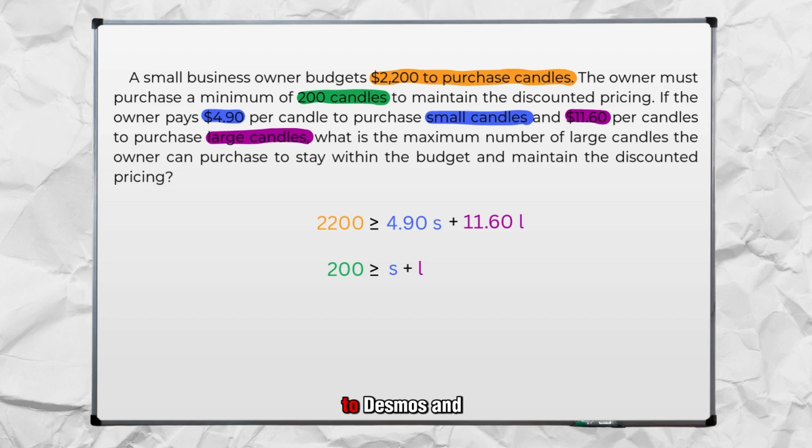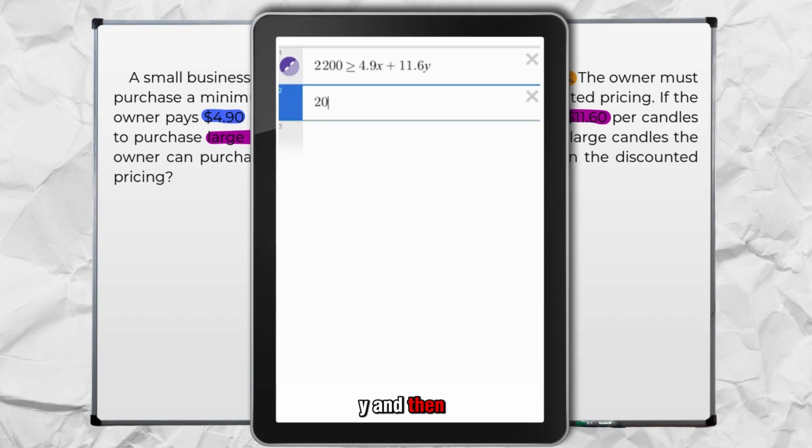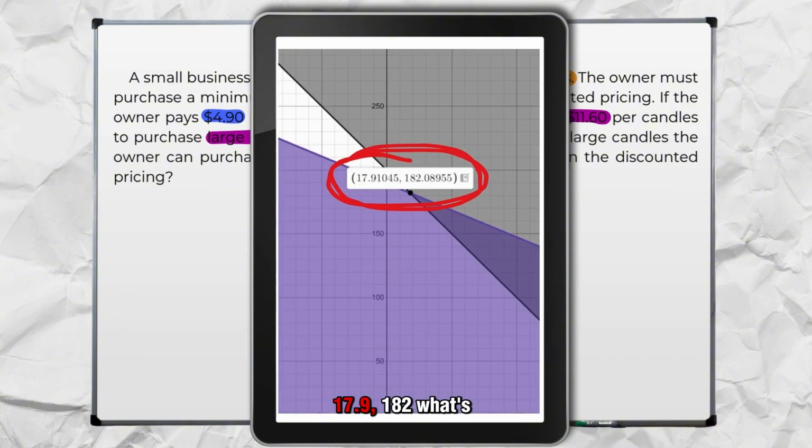So let's go to Desmos and let's go ahead and log these. 2,200 is greater than or equal to 4.9x plus 11.6y. And then 200 is less than or equal to x plus y. And I get this number, 17.9, 182.